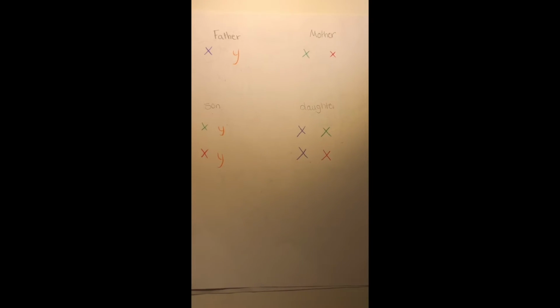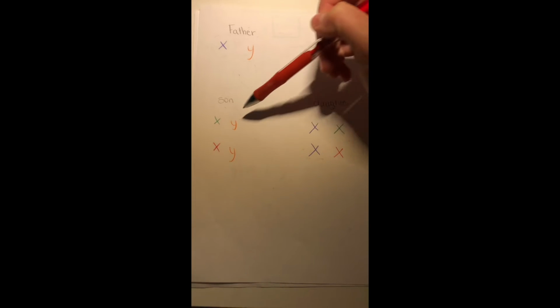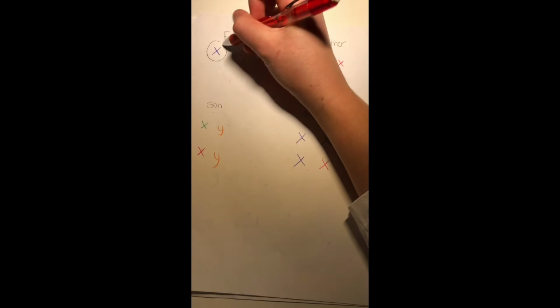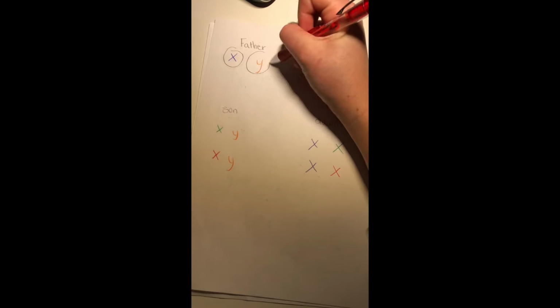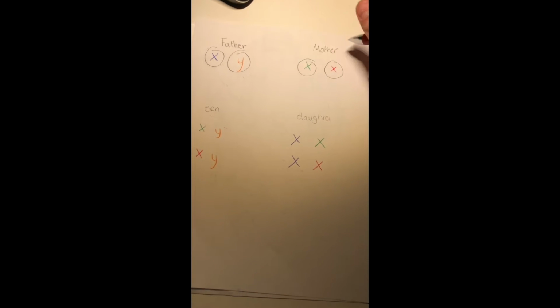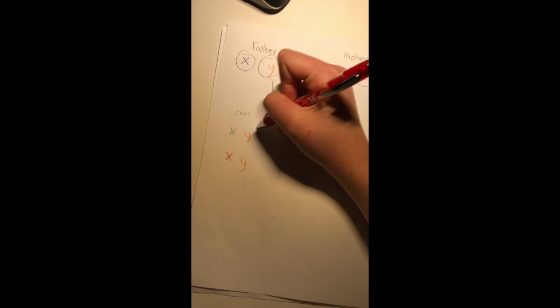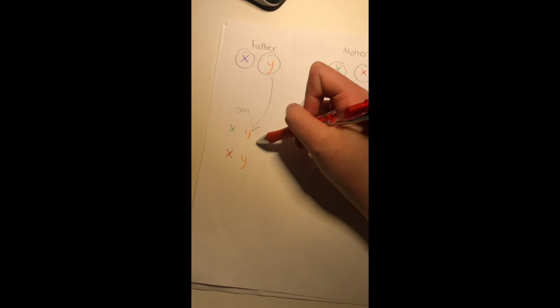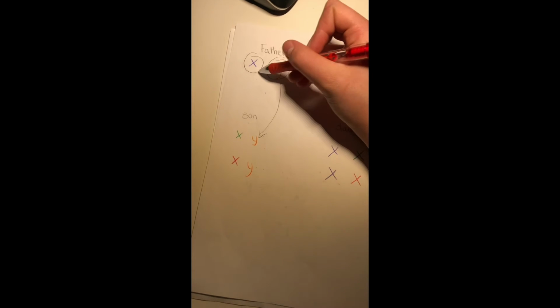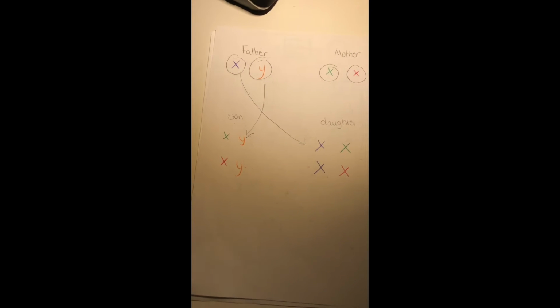So let's start out with the basics here. For example, we have a father and a mother who have a son and a daughter. The father will have his X chromosome and his Y chromosome right here. The mother will have 2 X's, as you can see. In the father's case, we know for sure that he will pass down his Y chromosome to his son. That can happen in any case. And we also know that he will for sure pass down this X chromosome to his daughters.